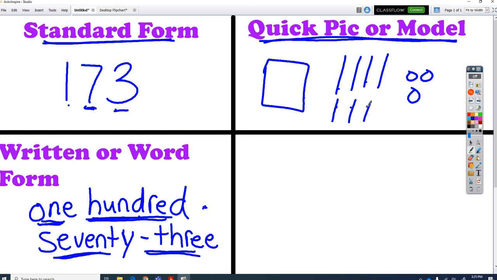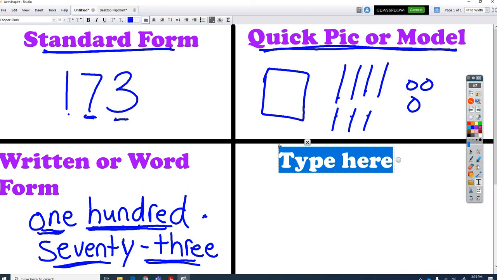So today's lesson, where we're going to go just a little bit farther, is we're going to learn a new way to do a number. Because there is one more way that we haven't learned about, and it's called expanded form.